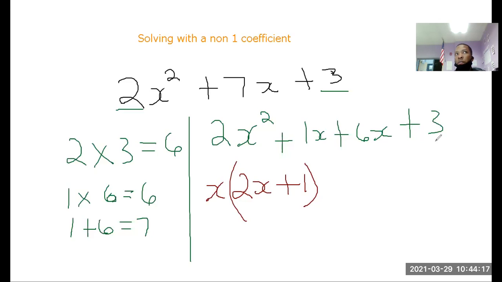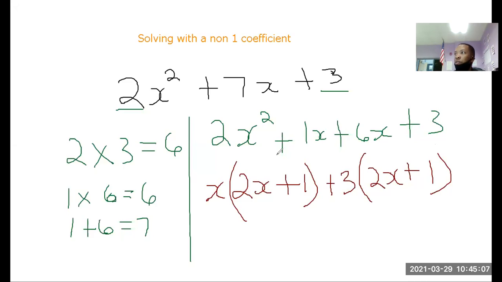Now I'm going to go to the second part right here. What's the greatest common factor between 6x and 3? The greatest common factor between 6x and 3 is just 3. And then if we look at what's left, if we take the 3 out of the 6x, we're left with 2x. And then 3 times 1 would give me back the 3 up here.